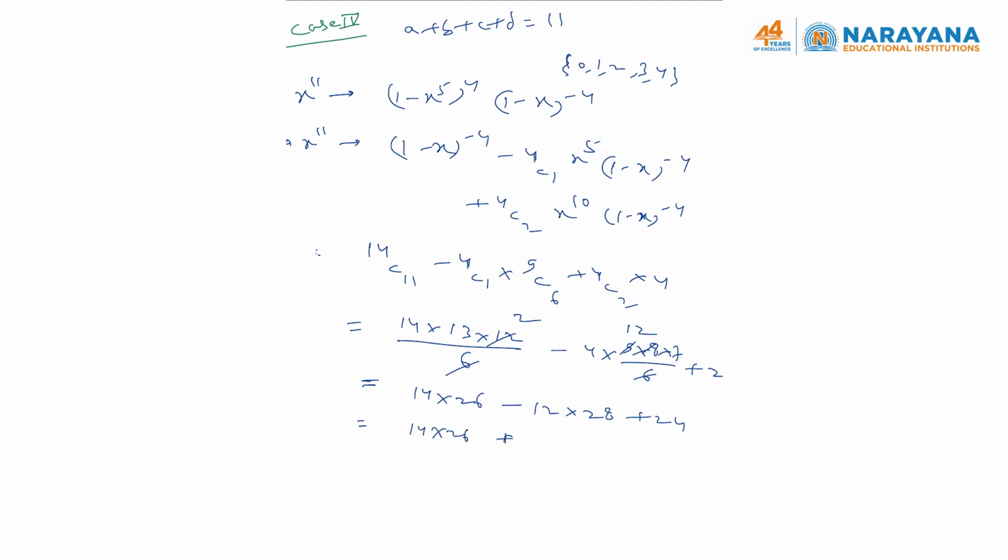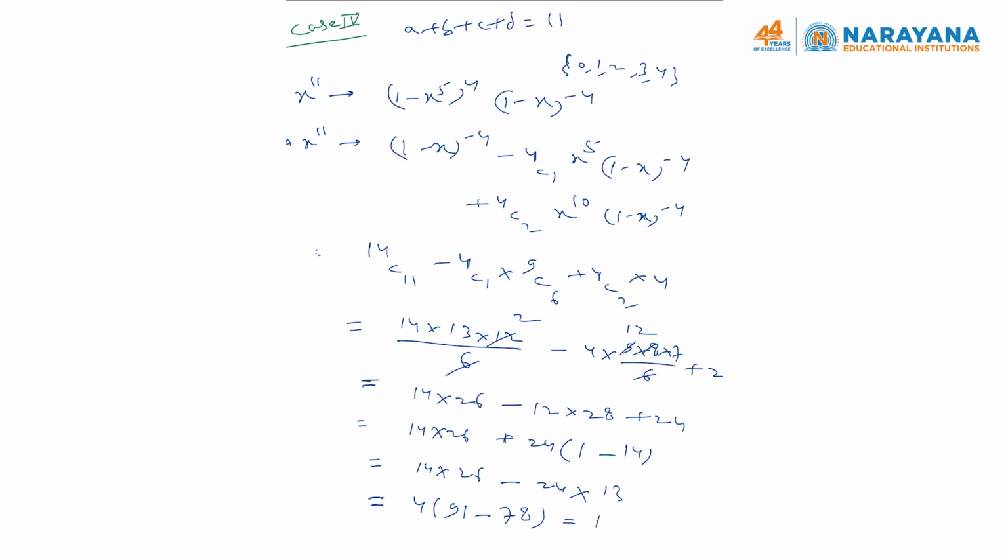So 14 into 26 as it is. 24 you can take common, so 1 minus 14, so you'll get the 14 into 26 minus 24 into 13. So from here we can get I think 4 common. So here 7 into 13, so 91 minus 78, and that is 8 minus 7, that is 1.